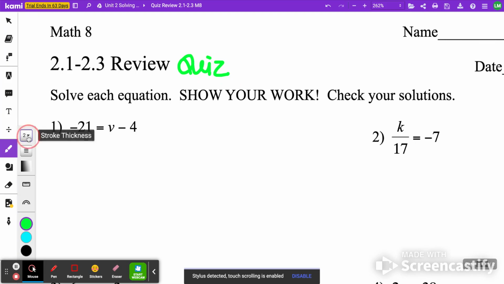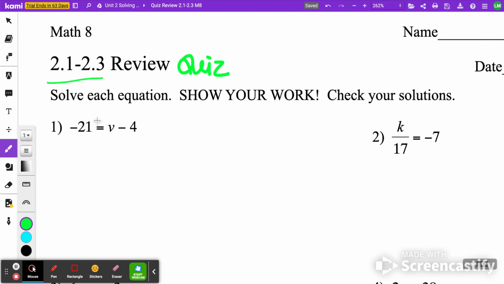Today we're going to be reviewing for your quiz. We want to make sure we're ready for the lesson 2.1 through 2.3 quiz. So let's go ahead and get started. Each one of these, we're solving each equation, showing your work, and then making sure your solutions are correct.